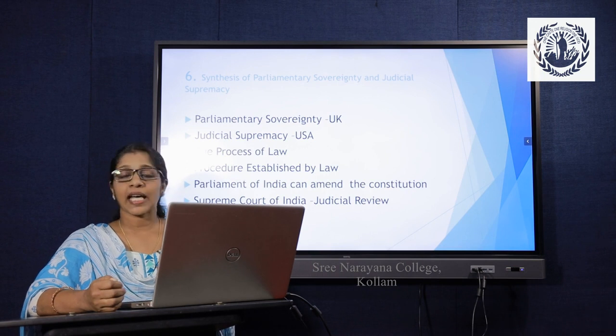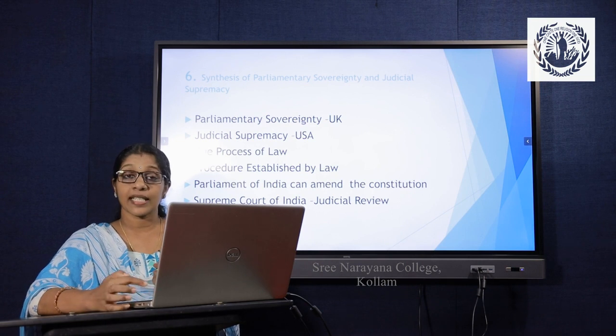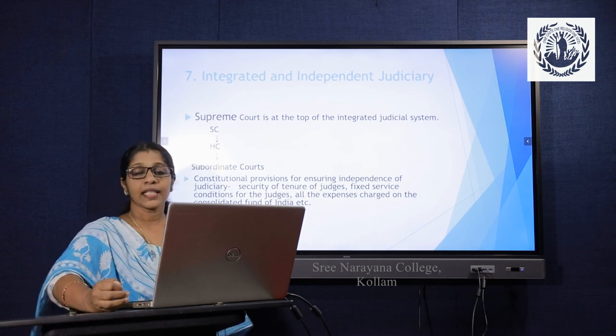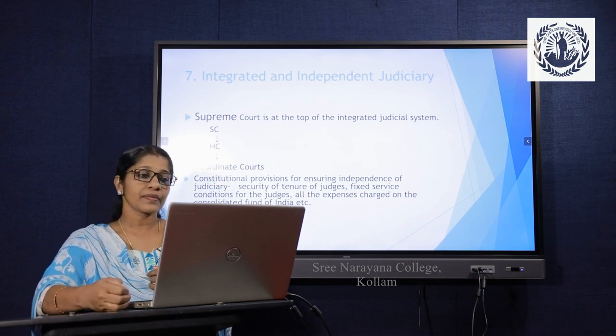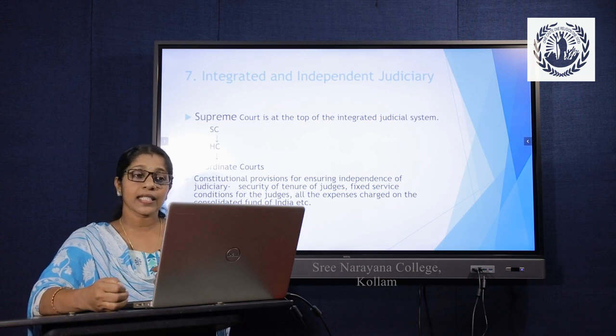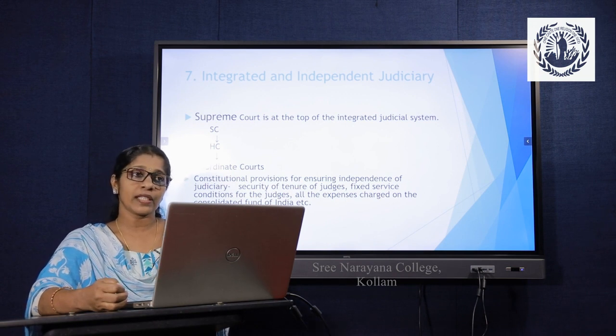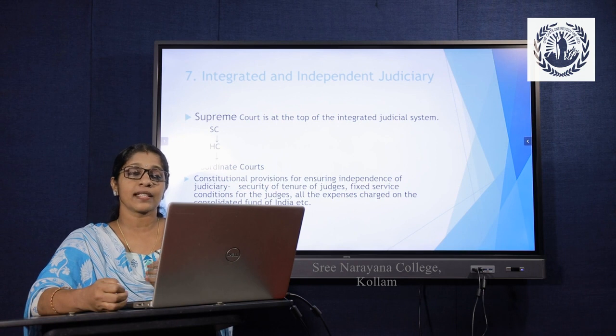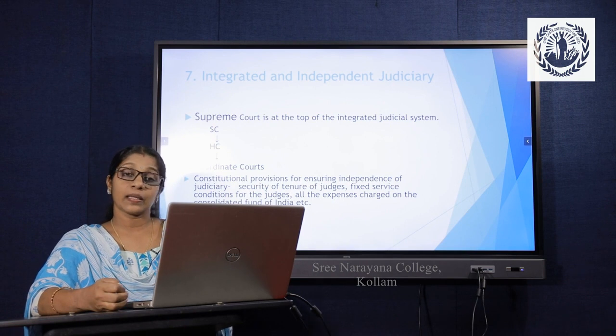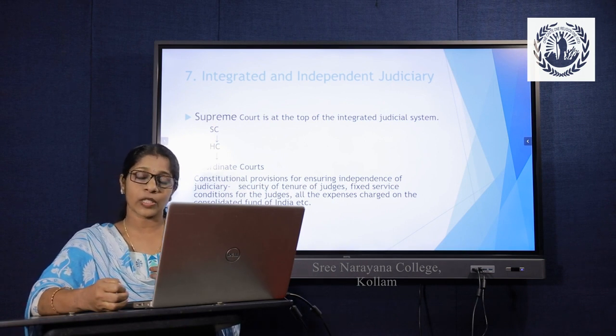The Parliament of India can amend the constitution, and the Supreme Court of India has the power of judicial review, that is it can nullify a law if it is against the provisions of the constitution. And integrated and independent judiciary. Our judiciary is an integrated one, that is different from US judiciary. In US there are two sets of courts, that is there are separate courts for states also, but we have one integrated system of courts, that is at the top of the integrated system the Supreme Court is there, and below it the High Court, and below it there is a hierarchy of subordinate courts.